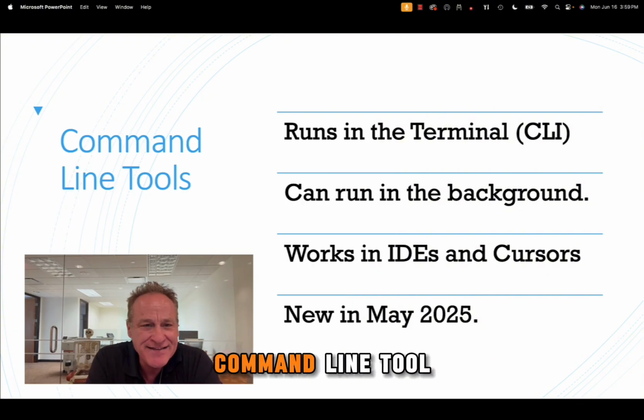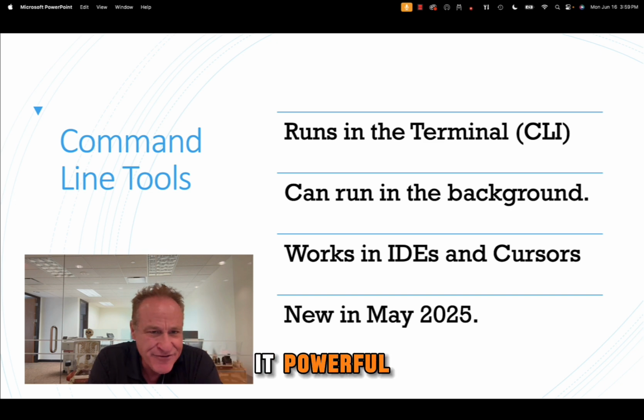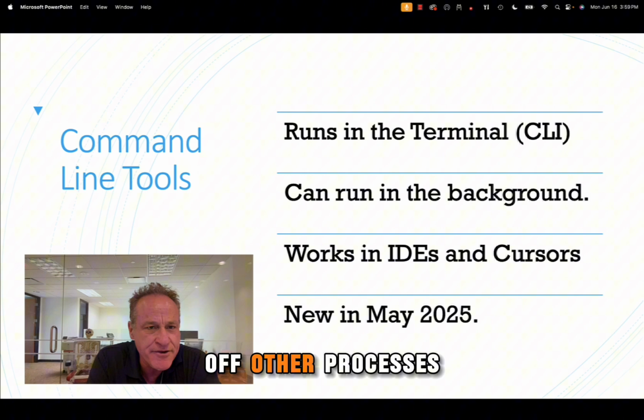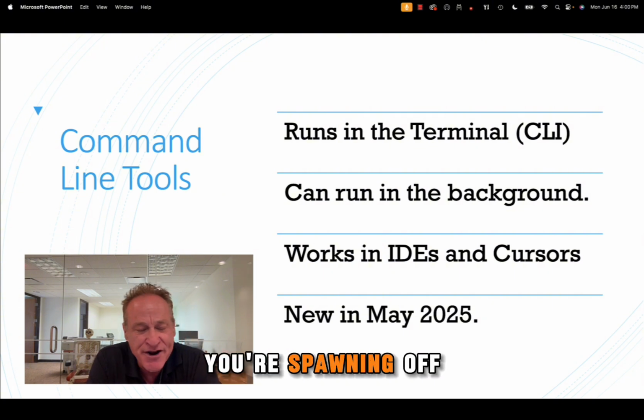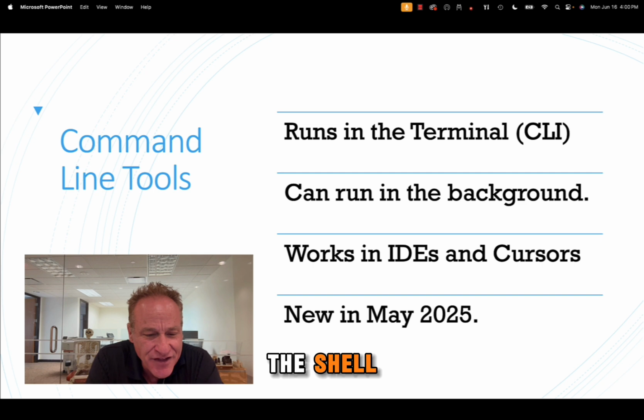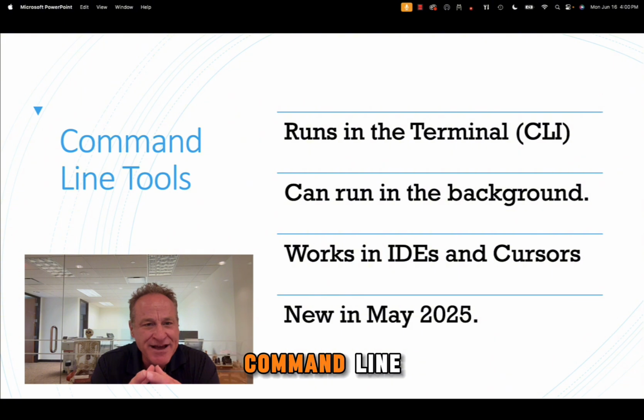And being a command line tool makes it powerful, because one of the things you can do at the command line is spawn off other processes and shell out, which means you're spawning off other processes because you're already in the shell. It means that it can do things in parallel. So it is running at the command line.